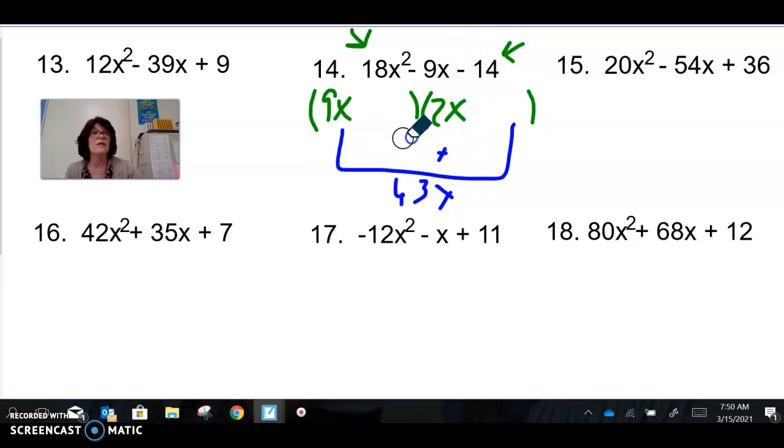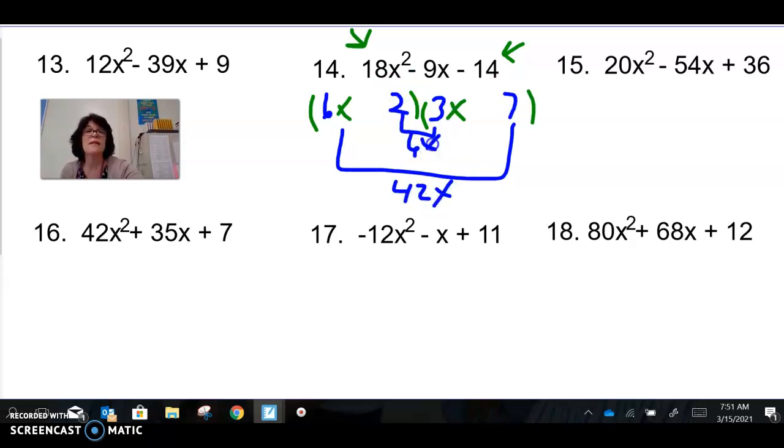So 7 and 2 did not work with 9 and 2. So I can think of something else that multiplies to 18. I guess I picked the wrong thing here. Let's try 6 times 3. 6x times 3x is 18x squared. And now maybe I'll try 2 and 7 this way. My outer product is 42x. My inner product is 6x. That's not giving me 9. There's no way these combine to get 9. So, I guess I picked the wrong order.